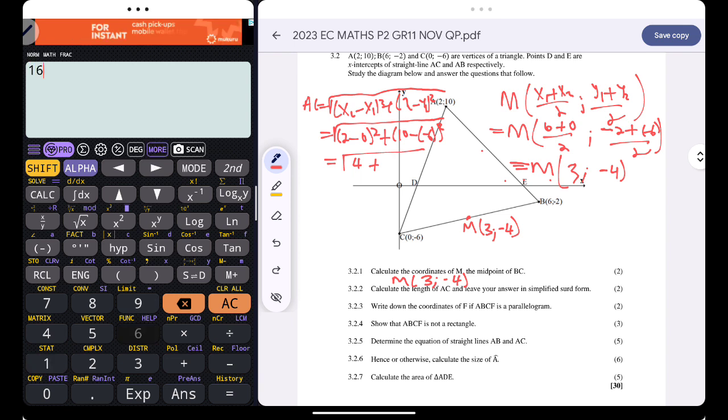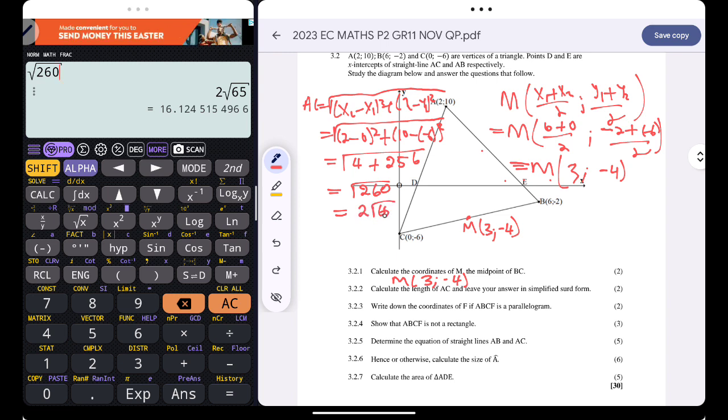What is 16 squared? Is it 256? Okay. Yeah, it's 256. So this will give me 260. I can simply say, guys, the square root of 260 and leave my answer in simplified surd form. This will be just 2 square root of 65. This is your answer. So the length of AC is 2 times the square root of 65.